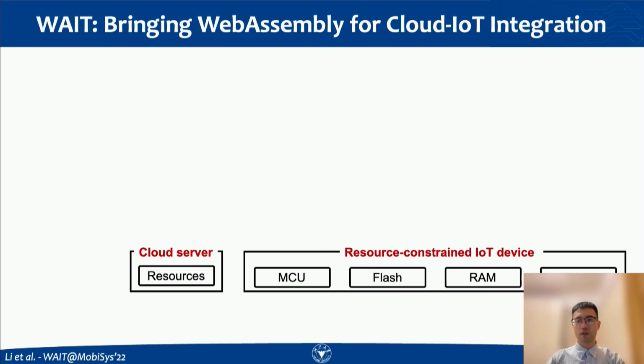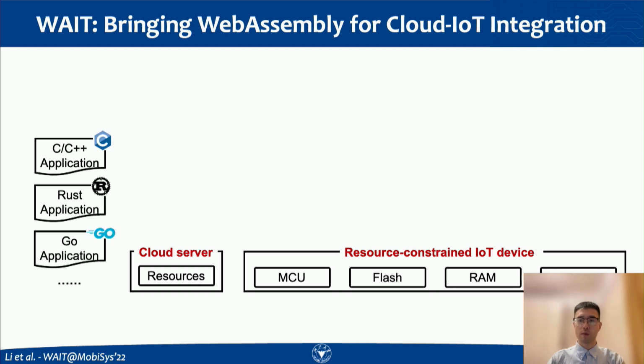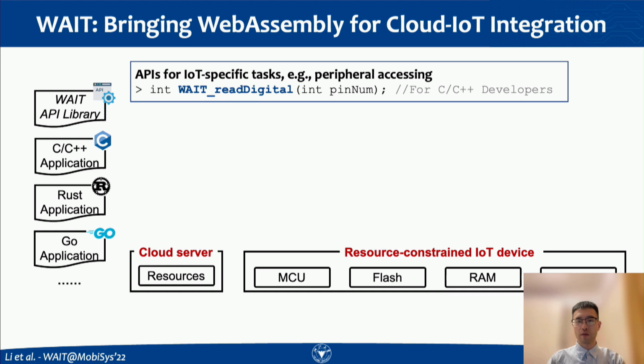Firstly, I would like to show how to develop and run a cloud IoT integrated application with WAIT. With the help of the cross-language nature of WebAssembly, developers can write their application logic using their preferred languages. Moreover, because WebAssembly is not specifically designed for IoT applications, it does not natively support IoT-specific tasks such as peripheral accessing. So WAIT fills this gap with APIs tailored for these tasks. With these APIs, developers can express their complete application logic for both cloud and IoT.